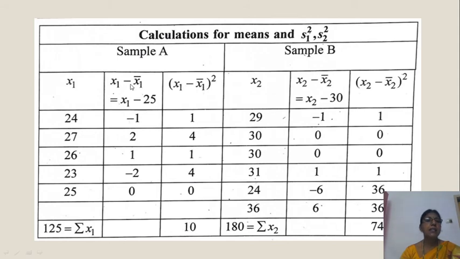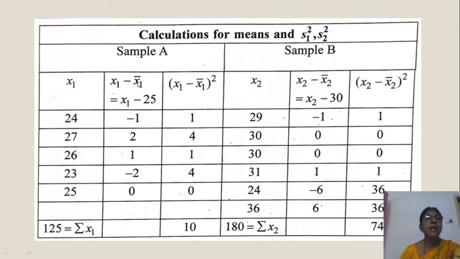Now x1 minus x1 bar. What is sigma xi here? Sigma xi is 125. Add all these values, we get sigma xi. What is x1 bar? The mean of this group is sigma x1 by n. Sigma x1 is 125, and n is 1, 2, 3, 4, 5. So 125 by 5 gives 25. So x1 bar is 25.